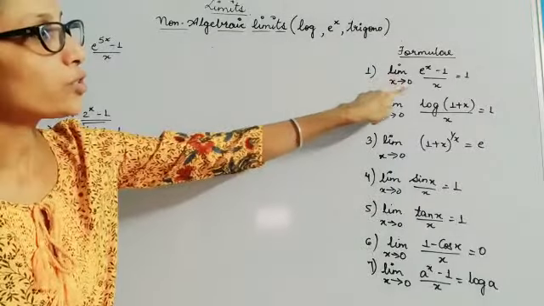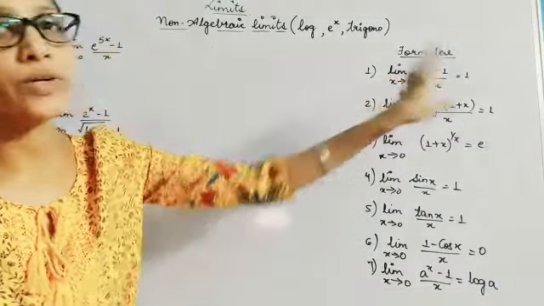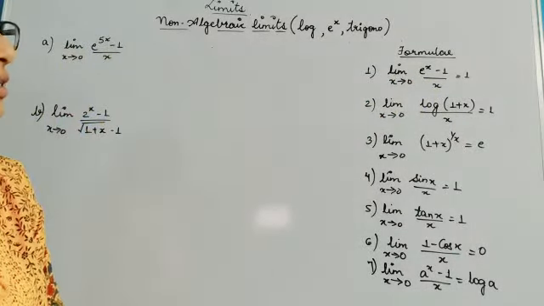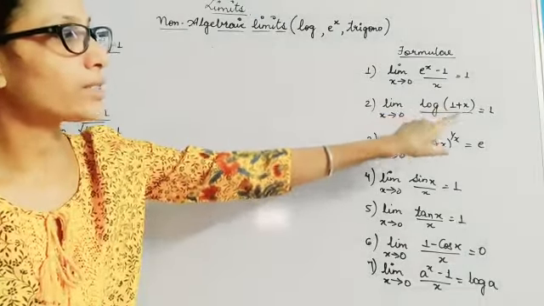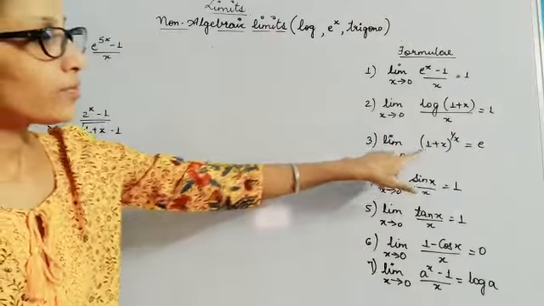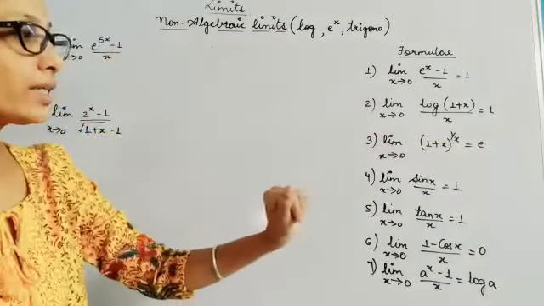Firstly, limit x tends to 0. If it is e raised to power x minus 1 whole upon x, then we can write the direct standard answer as 1. If it is given log 1 plus x whole upon x, then it can be written as 1. If it is 1 plus x raised to power 1 by x, then it can be written as e.